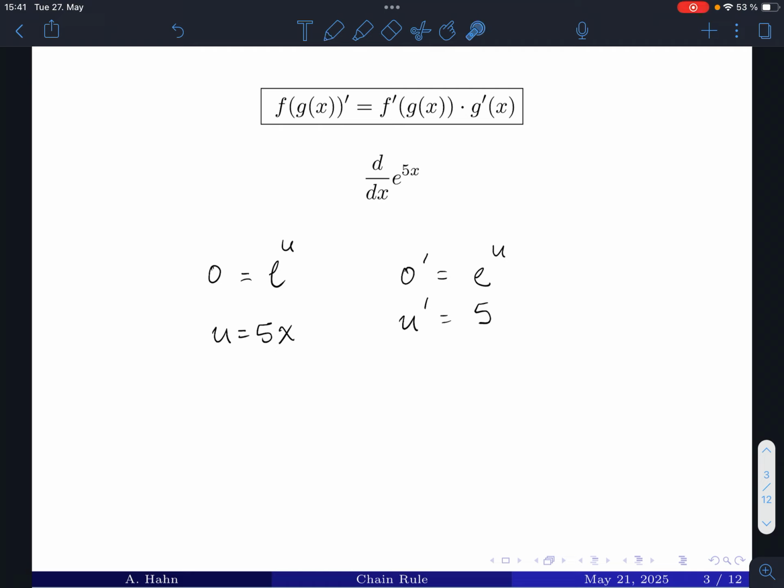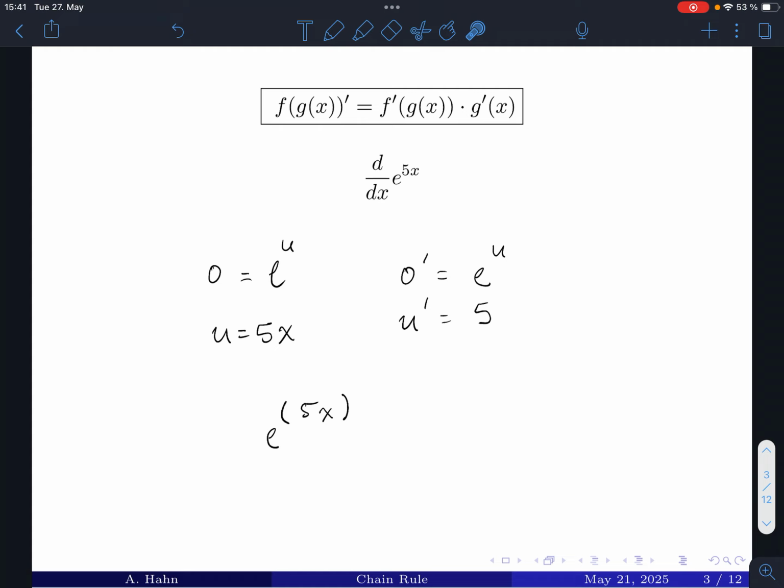And so now we use the rule to put everything together. So the derivative of a composite function is the derivative of the outside evaluated at the inside. So we do the derivative of the outside, so this right here, and then we're going to evaluate this at 5x, the inside. So we're going to do e to the something, and then we're going to evaluate that at the inside, which is 5x.